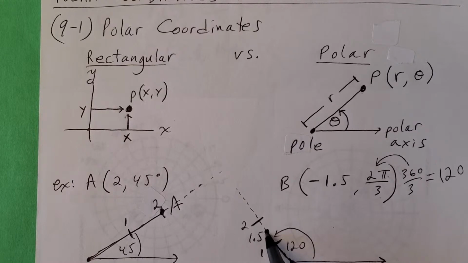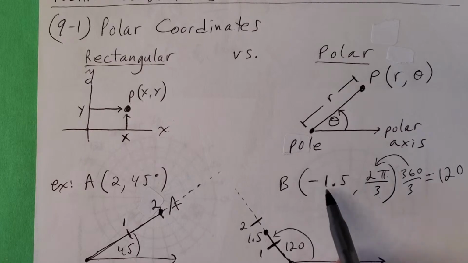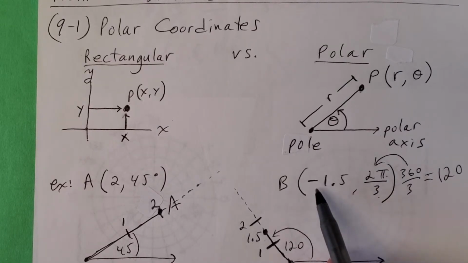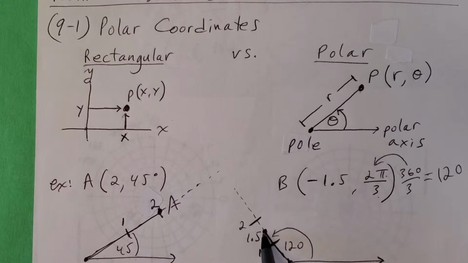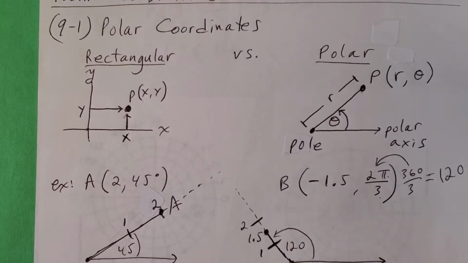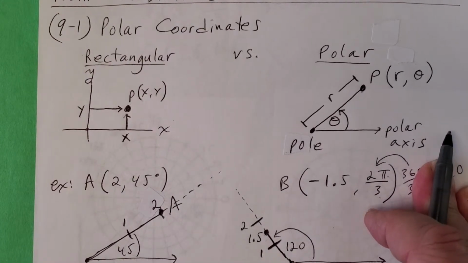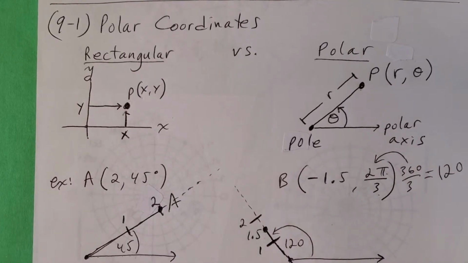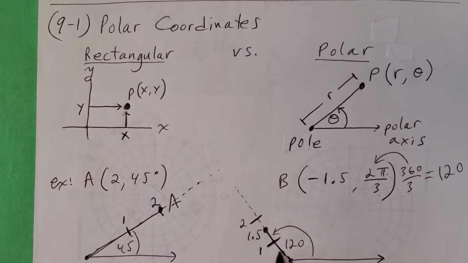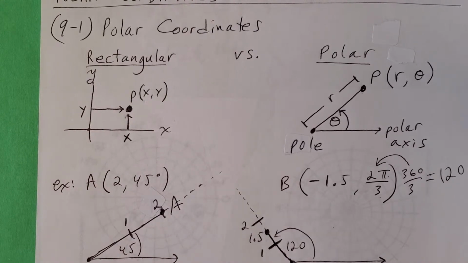So this point is 1.5 straight away from the center at 120 degree direction, right? But wait, I don't want positive 1.5, I want negative 1.5. Well, negative 1.5 would be the opposite direction, right? This would be positive 1.5, 120. Negative 1.5 would be the opposite direction. So draw a straight line and go the exact opposite direction. Positive 1.5, negative 1.5. So this is what we're looking for. This is point B, right here.